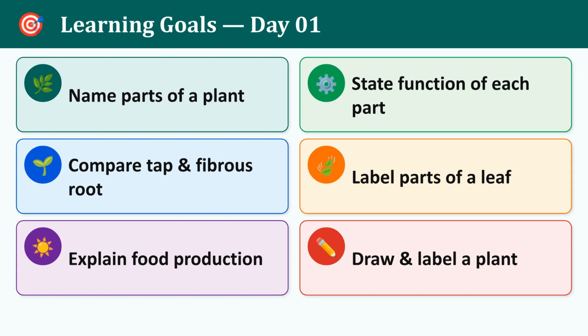By the end of this lesson, you should be able to name all the important parts of a plant, explain the function of each part, compare tap roots and fibrous roots, identify and label the parts of a leaf, understand how plants prepare their own food, and finally, draw and label a complete plant diagram correctly. Keep these goals in your mind as we move through today's lesson.